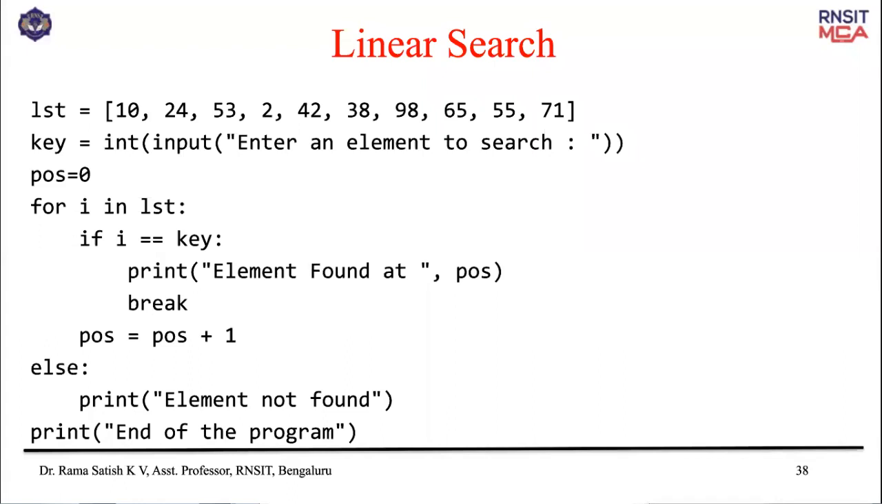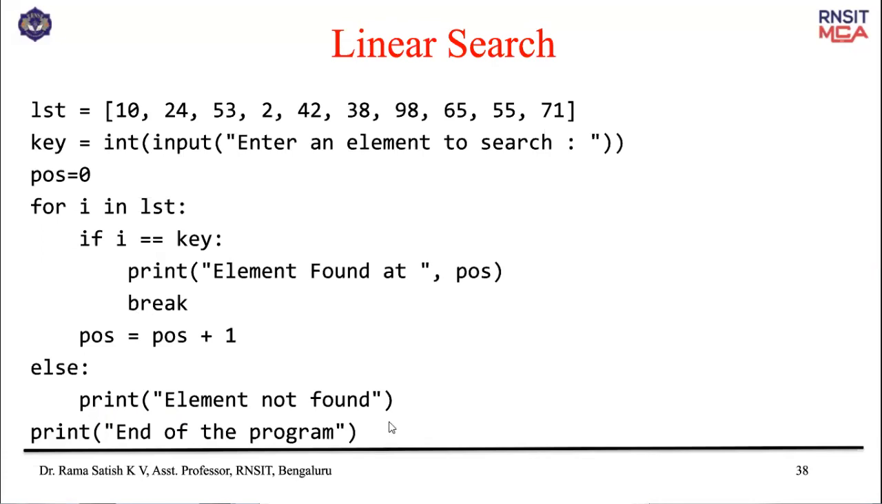So, the element is found at that particular position and it will break. If it is not found, position will increment. That means it will go to the next position, and this will keep on moving till the last. And you observe very carefully: I have written else after the for loop. That means if the for loop breaks, else will not work. If the for loop completes without break, then it will print the message element not found, and you are writing end of the program.